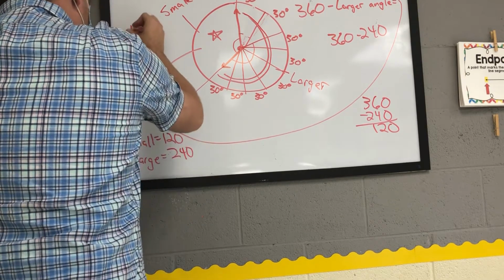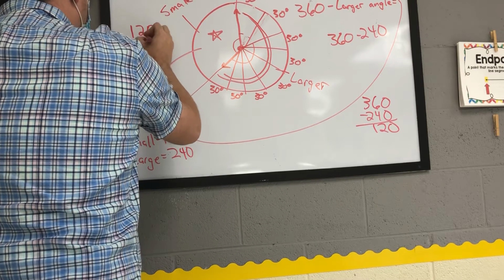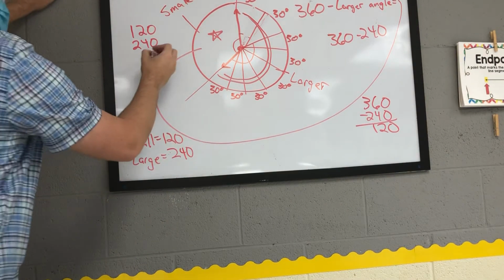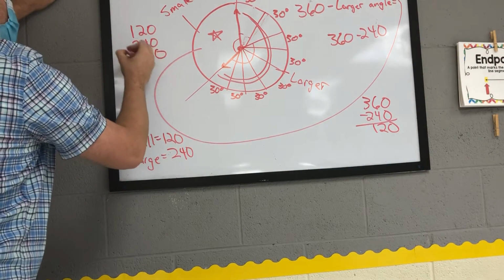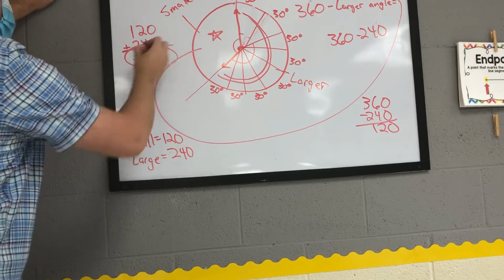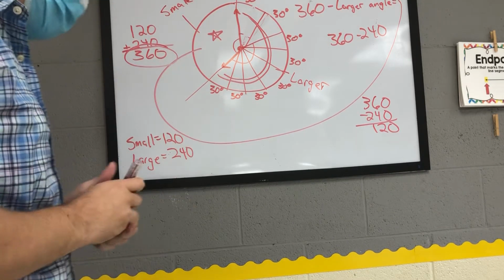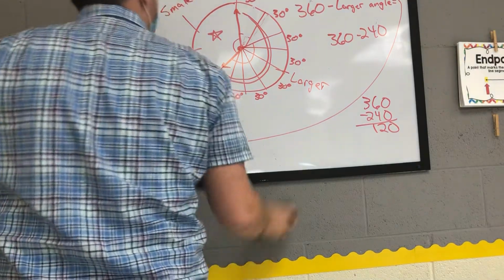You can check yourself by adding them together, and you get 360 degrees. That's how many degrees are in a circle. We're going to do one more of these.